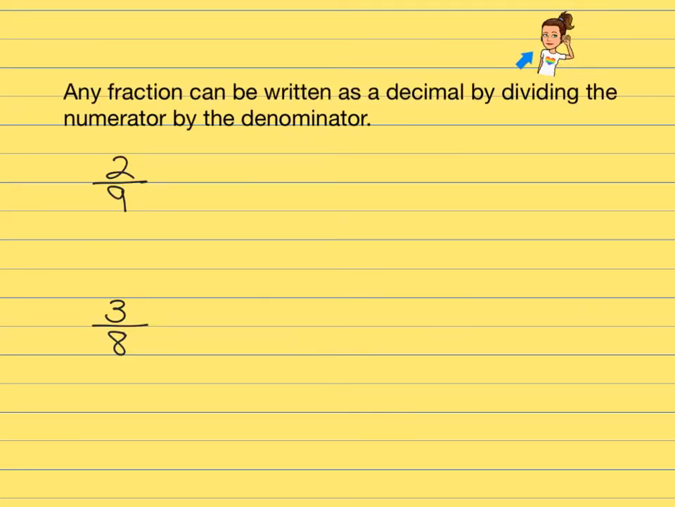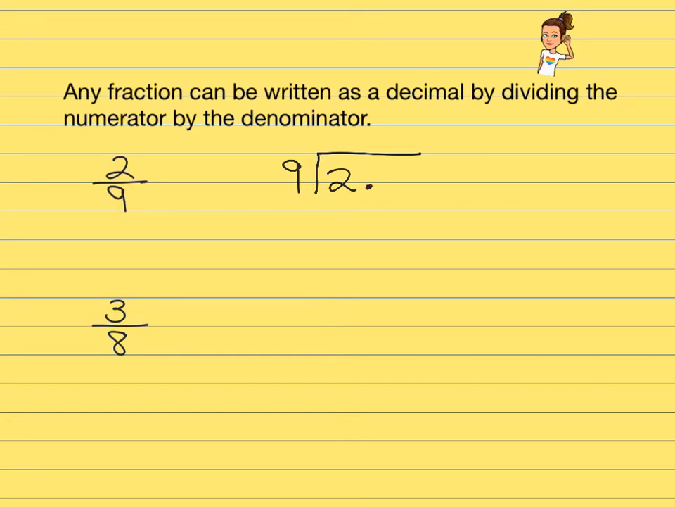Notice the symbol at the top. I want you to listen and follow along, but you do not need to copy notes. Let's review what a fraction is and how we can write it as a decimal. Any fraction can be written as a decimal by dividing the numerator by the denominator. 2/9 is a fraction, the 2 is the numerator, and the 9 is the denominator. So when we write this up as a long division, we are dividing that numerator, the 2, by the denominator, 9. We read it 2 divided by 9.